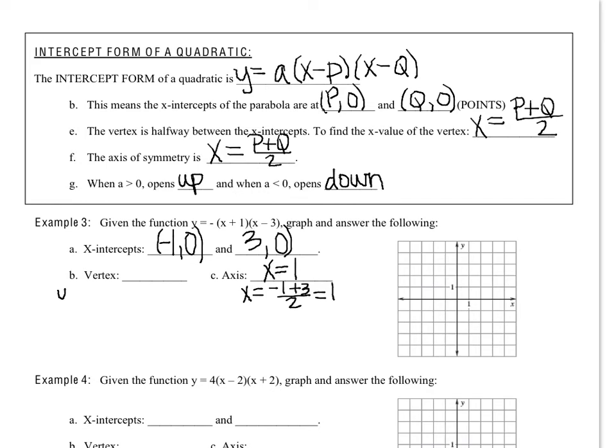So to find y, I can say y equals the opposite of (1 plus 1), I'm plugging my 1 into my function, times the quantity (1 minus 3). So y equals the opposite of 2 times (1 minus 3), which is negative 2. So negative 2 times negative 2 is positive 4. That's the y value of my vertex. So my vertex is the point (1, 4).